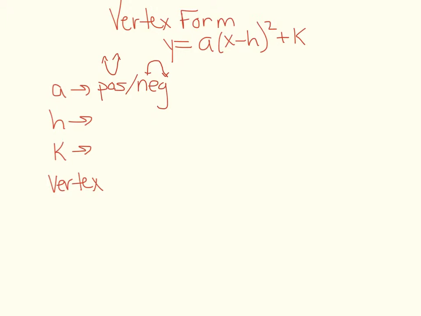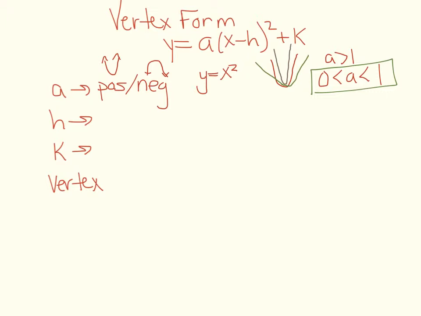The size of A also determines if it's getting compressed or stretched. So we talked about the base equation is y equals x squared. Let's just pretend it looks like that. If A is greater than 1, your parabola is going to get stretched. So it's going to look almost thinner, like you're pulling it from the top. And if A is a decimal, between 0 and 1, then it's going to be compressed and it's going to look wider than that.